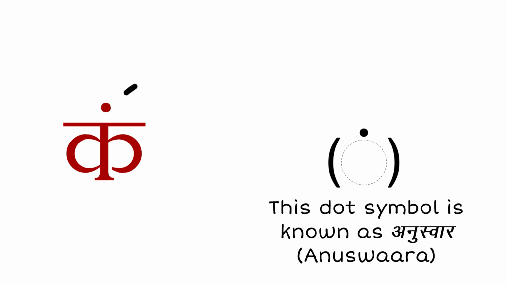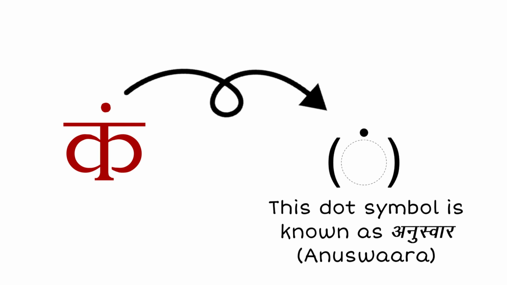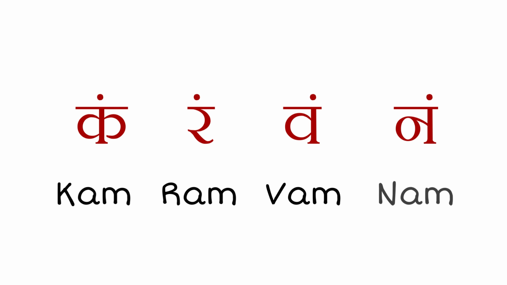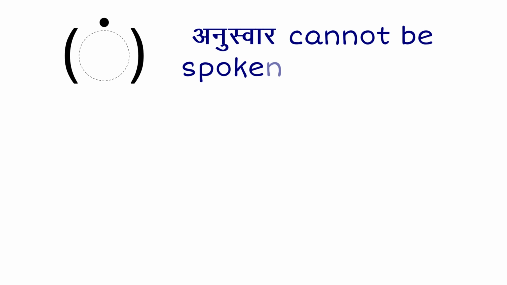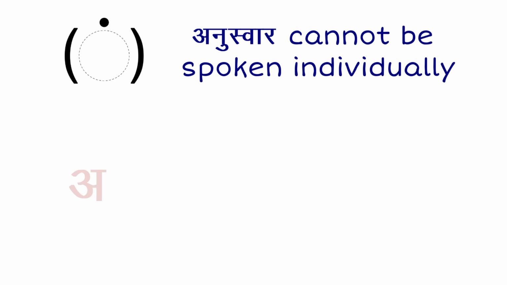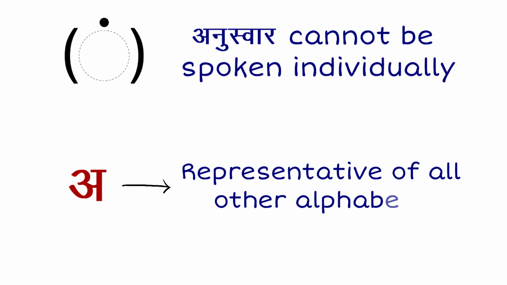Here we have the K, and if you see, this dot is actually called an Anuswara. When you see this dot, that means it is Kam, Ram, Vam or Nam. Anuswar cannot be spoken individually, so a normal practice is that we use A as a representative of all other alphabets and write it to denote the Anuswar.